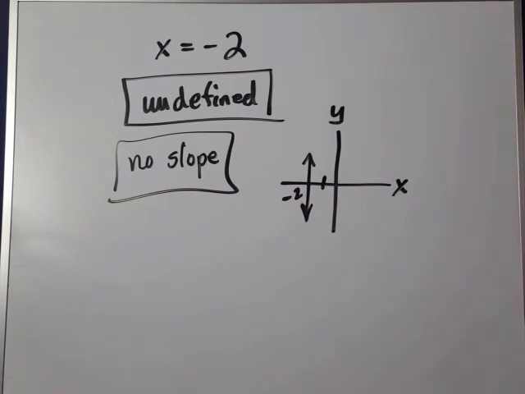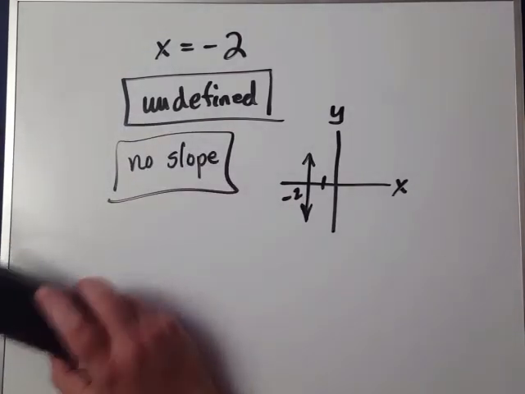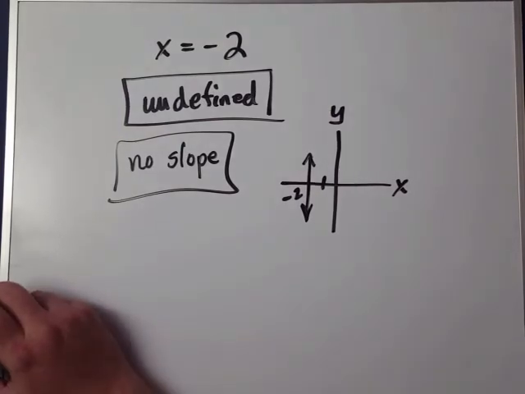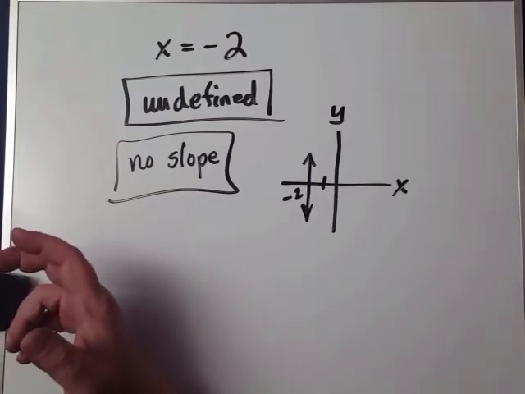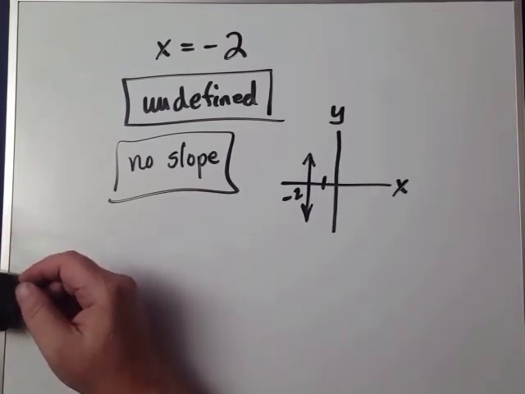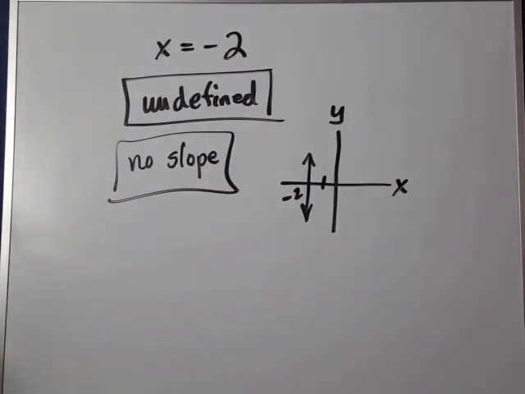But most of the time you will hear me say no slope. On a quiz or a test, if I were giving multiple choice, I would use the language of the textbook and use the word undefined. If you're filling in a blank in a short answer or doing a show your work and you use the terminology no slope, that's fine.